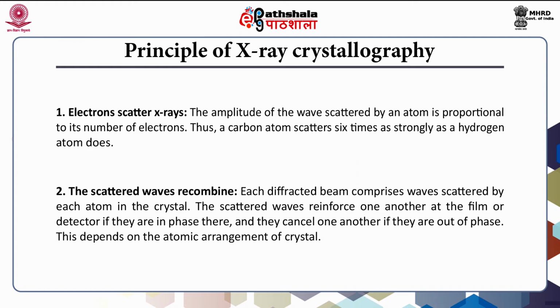So basically, the scattered waves reinforce one another at the film or detector if they are in phase, that means they are in step, and they cancel one another if they are out of phase. This is the basic principle by which the intensity of the beam on the detector is determined for atoms which are present close to each other. And let us see in the next slide what the procedure for X-ray crystallography is.